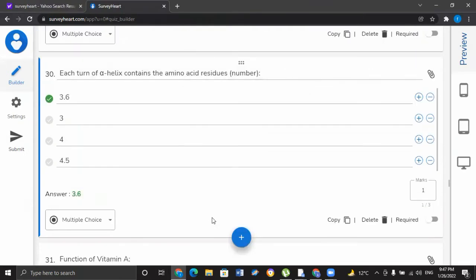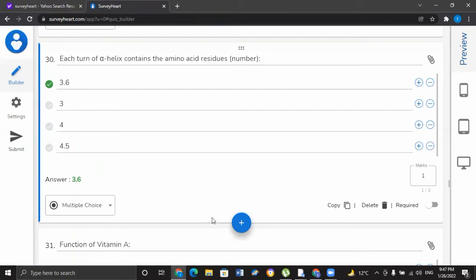Each turn of alpha helix contains amino acid residues. Each turn of alpha helix, that is a secondary structure of protein, contains how many amino acids per turn? Each turn contains 3.6 amino acids per turn in alpha helix. That is option A for MCQ 30.